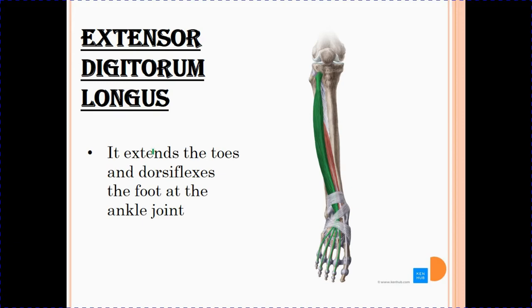The extensor digitorum longus, we said all these muscles are supplied by the deep peroneal nerve. Now it is performing 2 functions. The first extends the toes, and second dorsiflexes the foot at the ankle joint. So it is crossing the ankle joint. When it contracts, it will dorsiflex the foot at the ankle joint, and second, it will lead to extension of the toes. It is doing extension of the lateral 4 toes because it is supplying the lateral 4 toes.